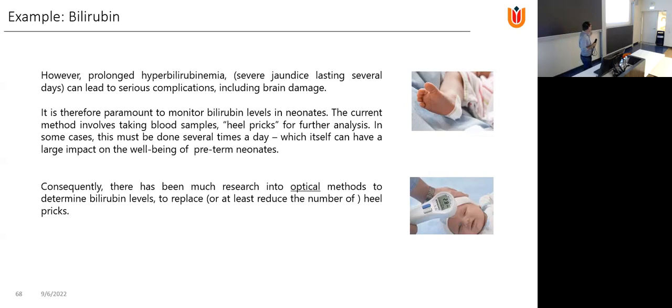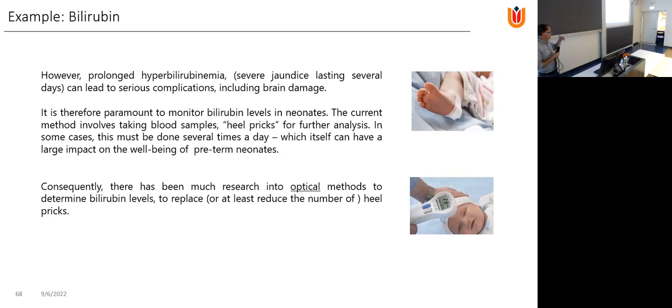So basically, we would really like to be able to measure bilirubin concentrations after birth, following up, just to make sure that it does not get too high. The method for this currently is by taking blood samples and just putting the blood in the blood analyzer. That gives you the bilirubin content. That is done through heel pricks. So a little prick in the heel where a little bit of blood is drawn and then analyzed.